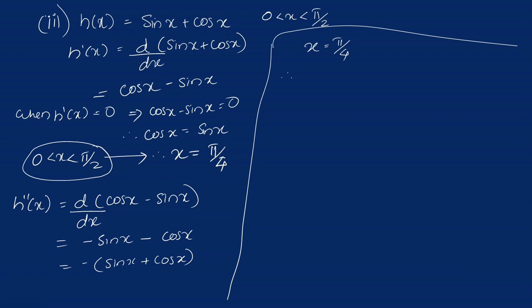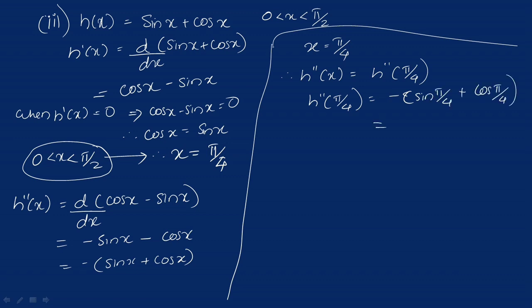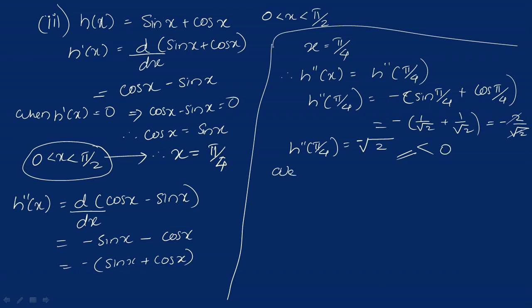So h double dash of x at x equal to pi by 4, that is minus of sin pi by 4 plus cos pi by 4. Sin pi by 4 is 1 by root 2, and cos pi by 4 is again 1 by root 2. So we have minus 2 by root 2, cancelling, h double dash of pi by 4 is minus root 2, which is less than 0. Since minus root 2 is a negative quantity, we have the local maxima here.